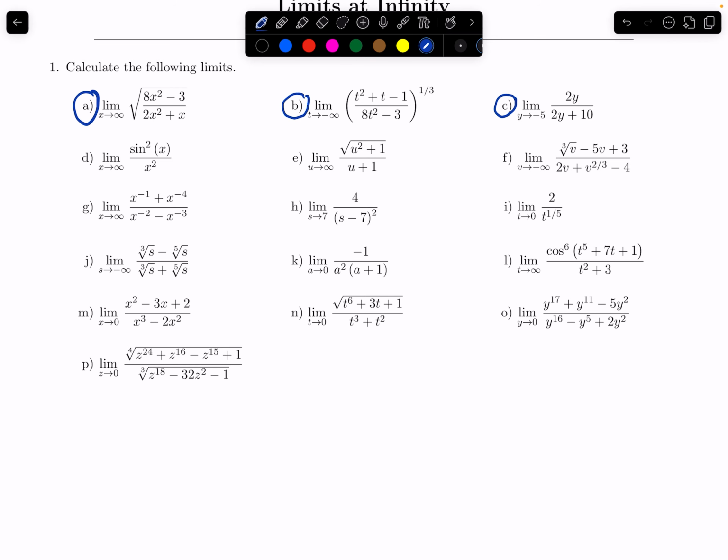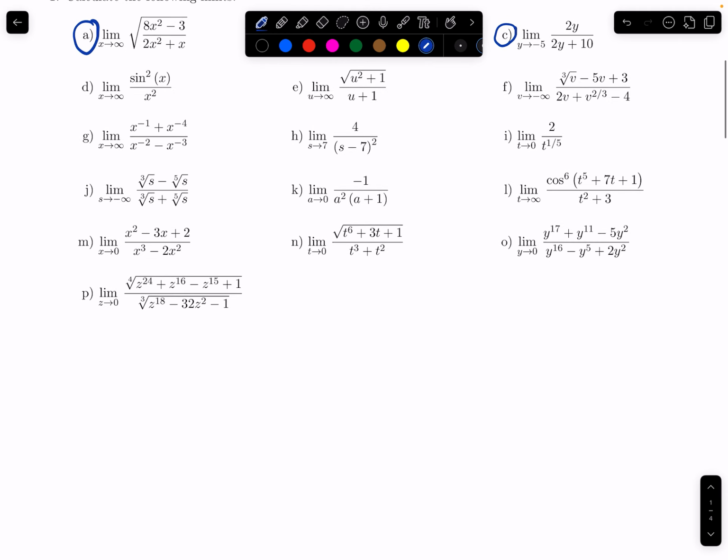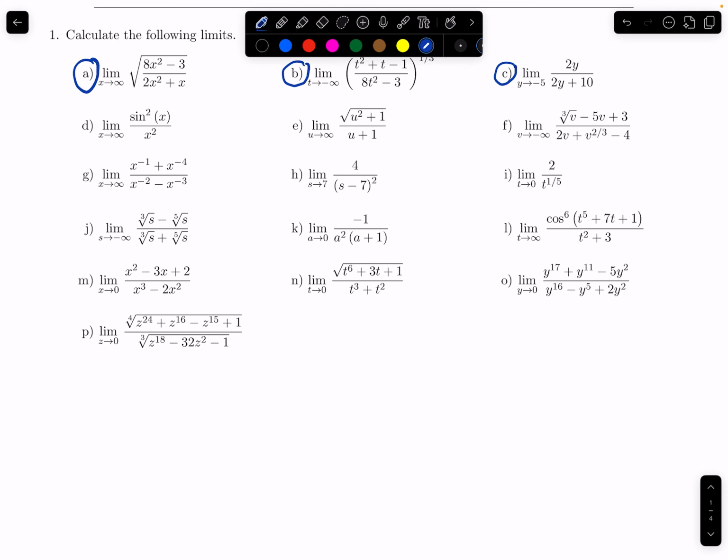All right, let's look at some of these limits at infinity, the first three in this video. So we're going to look at A first. We're looking at the limit as x goes to infinity of the square root of (8x squared minus 3) over (2x squared plus x). Now basically what we're going to be looking at in this case, if we can, is the degrees on the top and the bottom.